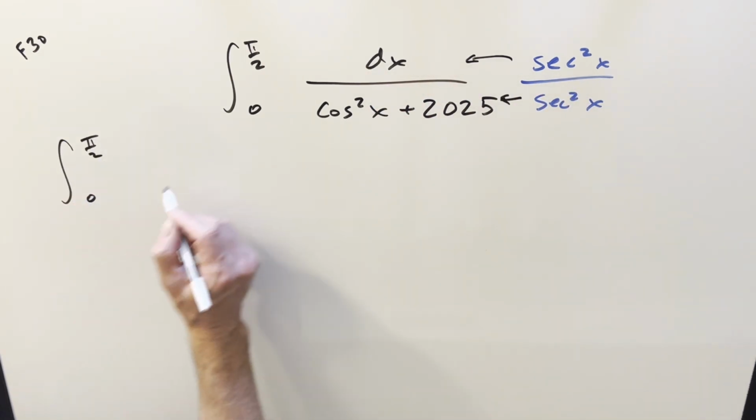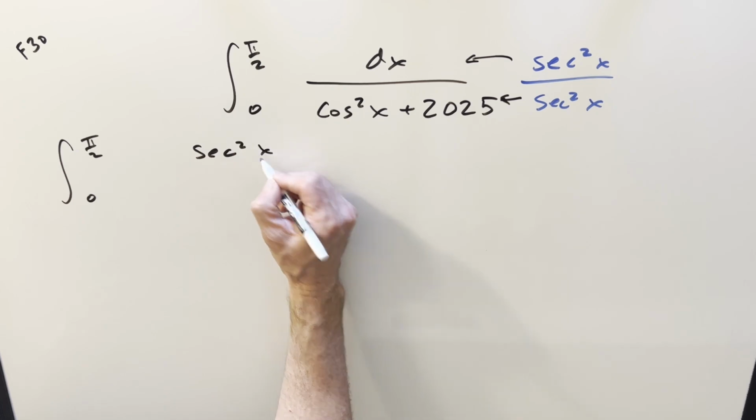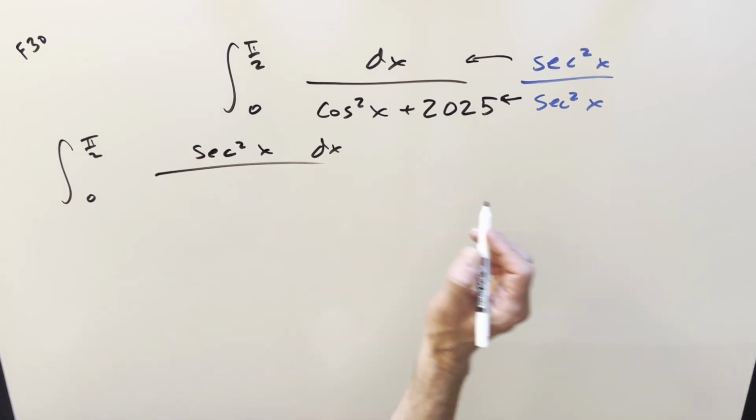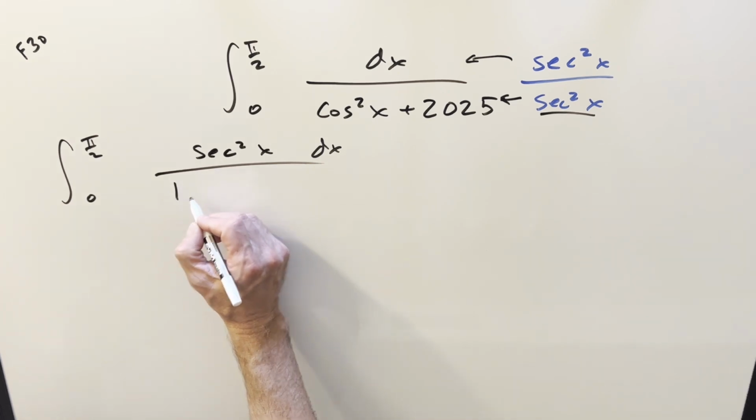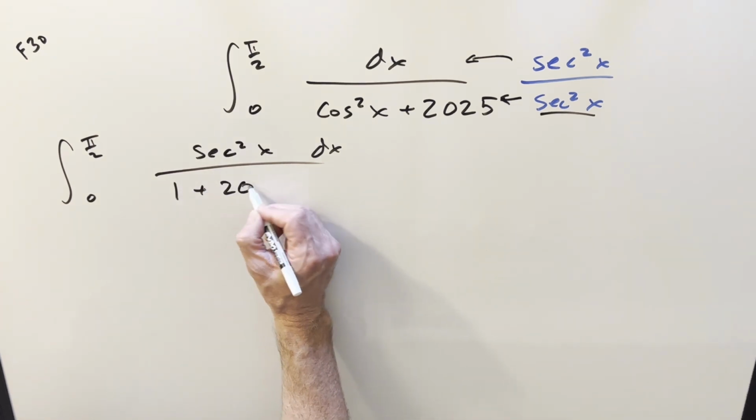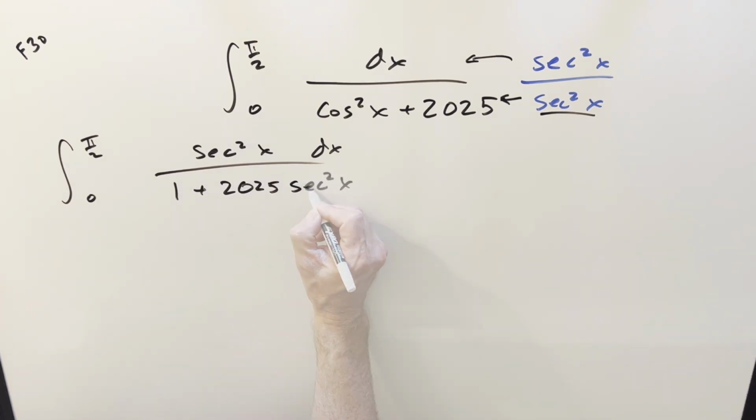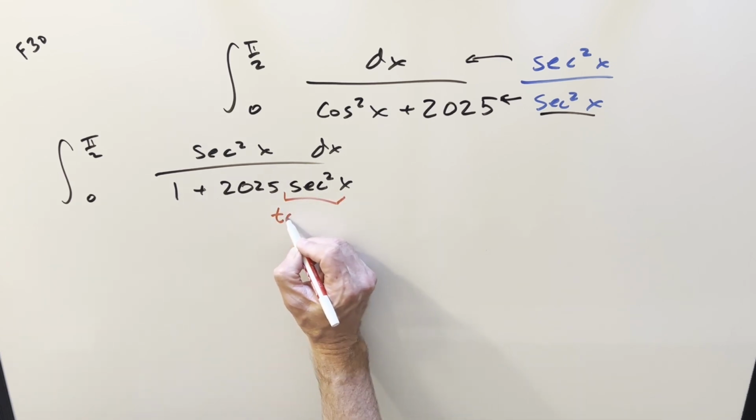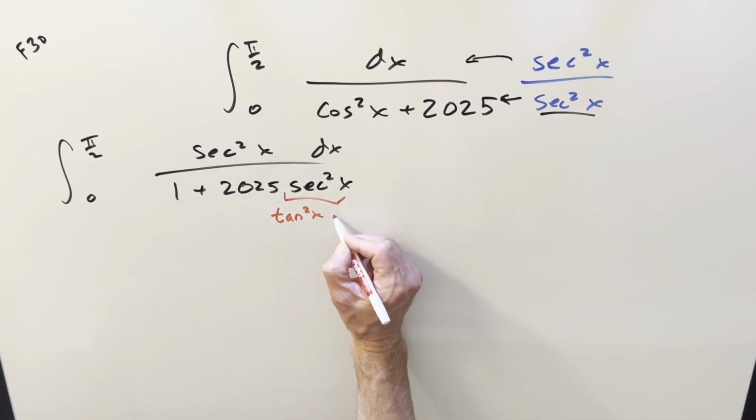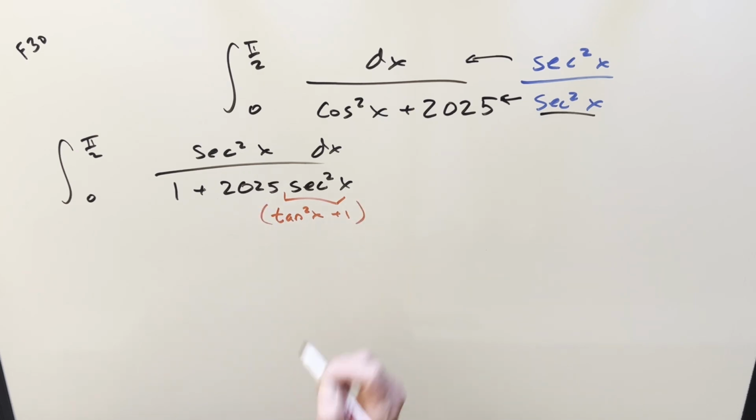So let me just rewrite. We'll have in the numerator now secant squared x dx. Now the other good thing here is secant squared times cosine squared, that's just going to be a 1. And then over here we have 2025 secant squared. But again, because I want to do a u-sub, I want this to be tangent, but we can just use the identity and create it. And I can write this as tan squared x plus 1.